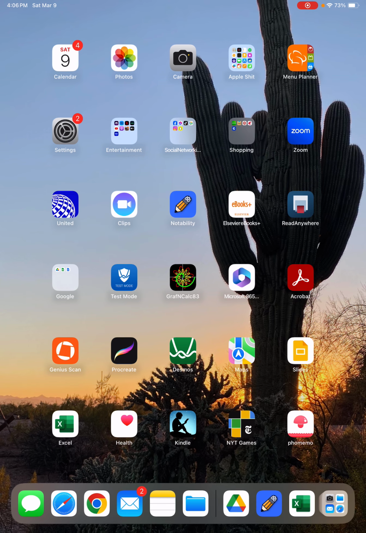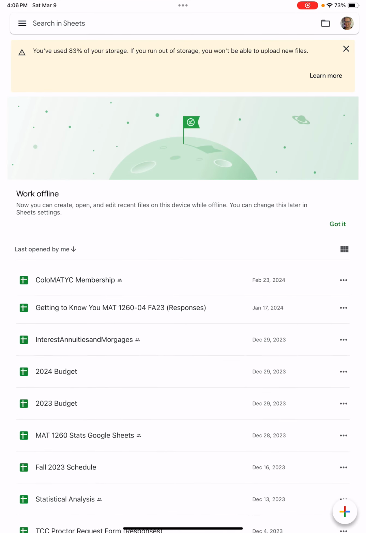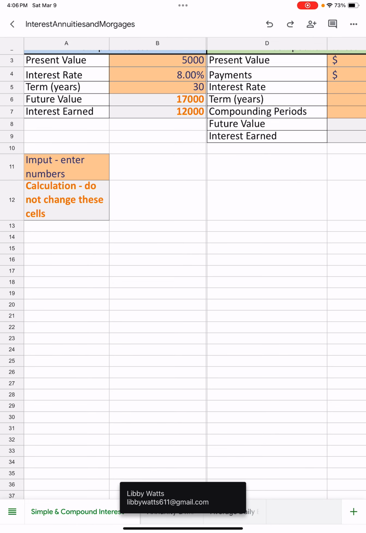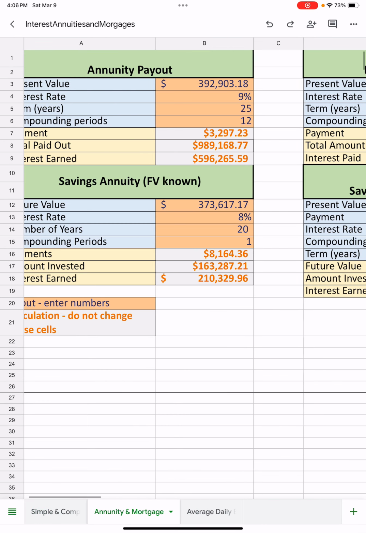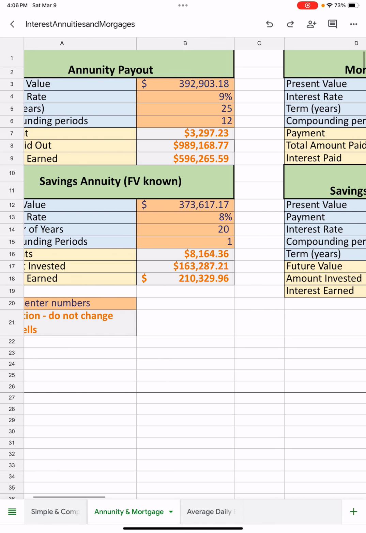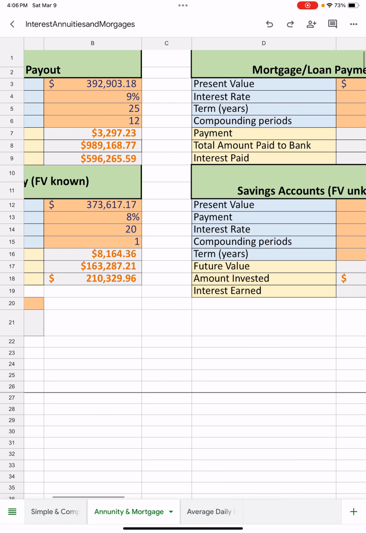Okay, well, maybe I can do it in Sheets. Okay, so you want to be on this tab here. If you're in Sheets or Excel, it doesn't matter. It's going to look basically the same. So we're doing the one where future value is known.